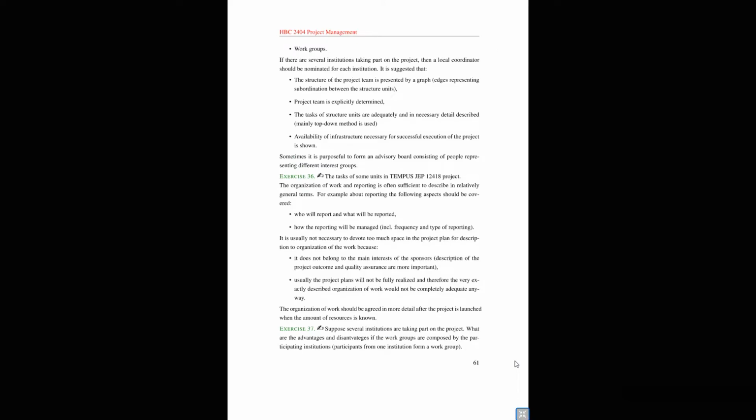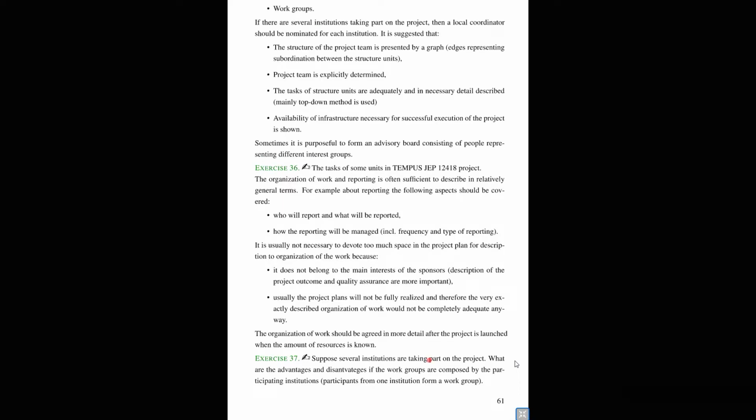If there are several institutions taking part in the project, then a local coordinator should be nominated for each institution.